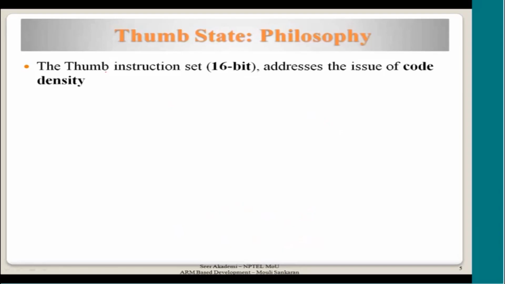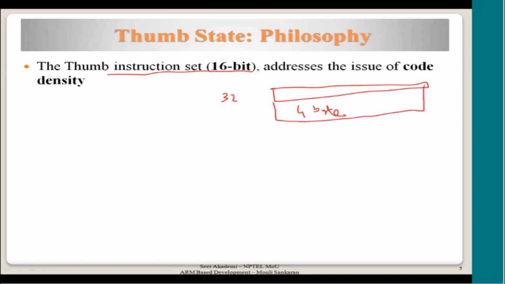So basically the thumb instruction set is a 16-bit instruction. If you remember, ARM was a 32-bit instruction. What do I mean by that? Every instruction is 4 bytes wide, correct? All the instructions were always starting on the 4 byte boundary, and the ARM processor was accessing 4 bytes at a time, interpreting instructions which are 32-bit wide.